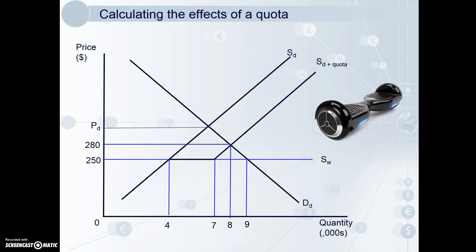If there are now 8,000 boards being bought, and we know that only 3,000 can be imported, then the domestic industry must now be producing 5,000 boards, which they are willing and able to do at this higher price. Again, make sure you have a copy of this so you can follow along with the calculations.